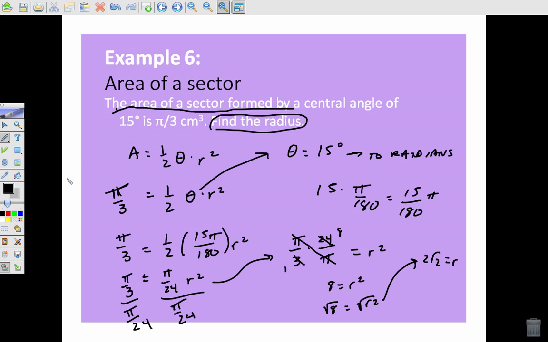Okay? So that's pretty much it, guys. It's one of the two cases. Either we're finding the radius from knowing the area like we did in this, or in the previous example, we're finding the area. It's pretty straightforward.